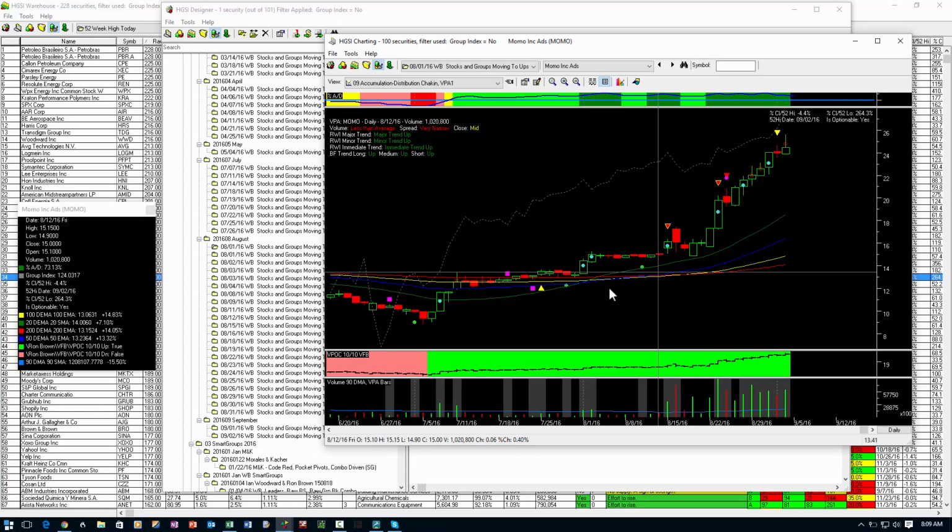So just because a stock is not moving up, it does not mean it will not appear in here. If the group's moving up, the way I set the combo up, either or, if the stock or the group is moving up, most of the time these will start appearing in those groups.